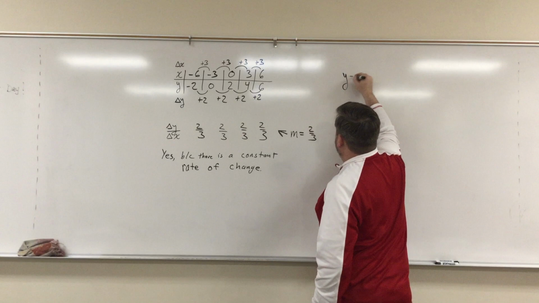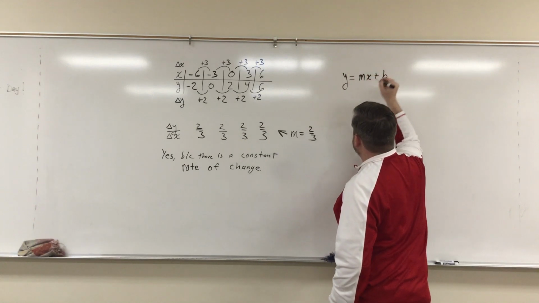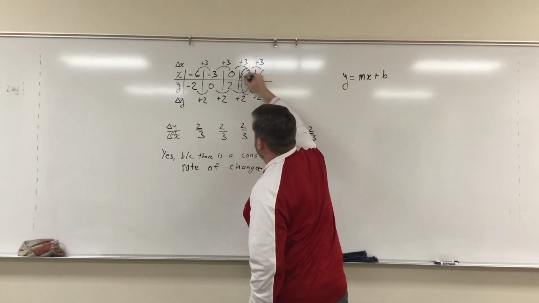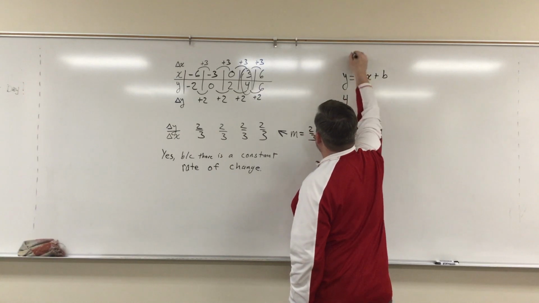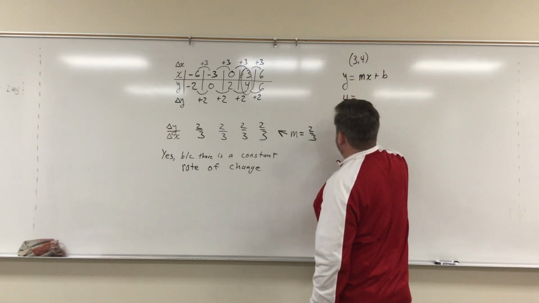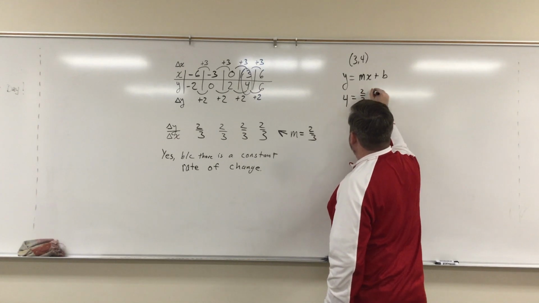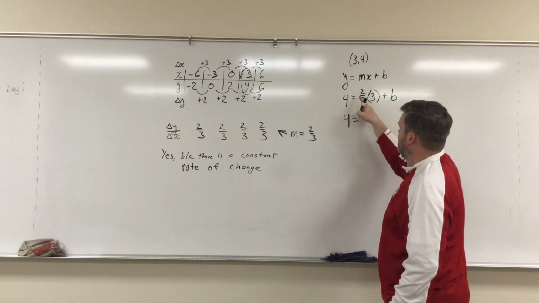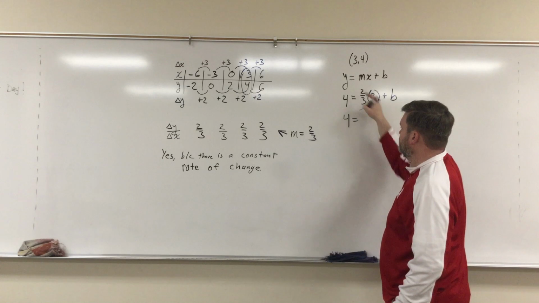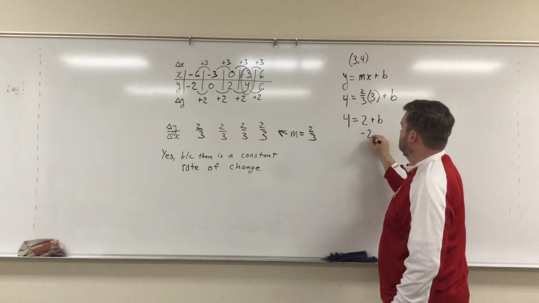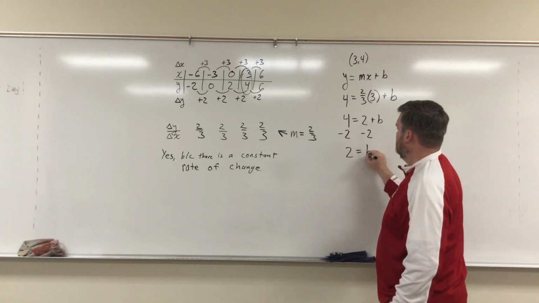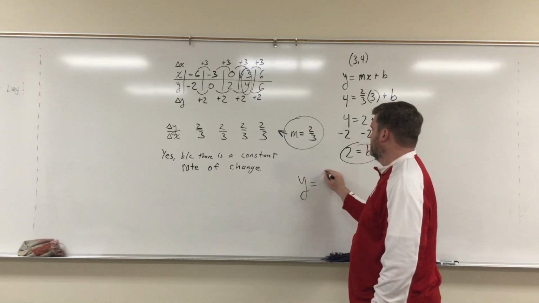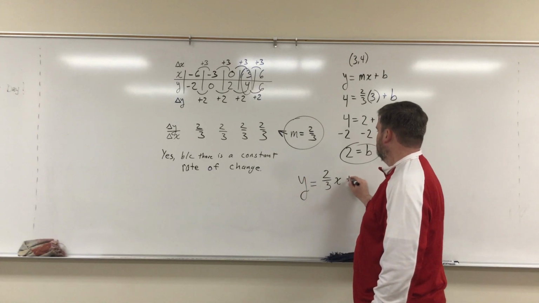So we'll start with y equals mx plus b. I'm going to pick this point 3, 4. So that means y will be 4. M is 2/3. X is 3, plus b. So 3 divided by 3 is 1. 1 times 2 is 2. Subtract 2, and I get b is 2. If m is 2/3 and b is 2, the equation of this line is y equals 2/3 x plus 2.